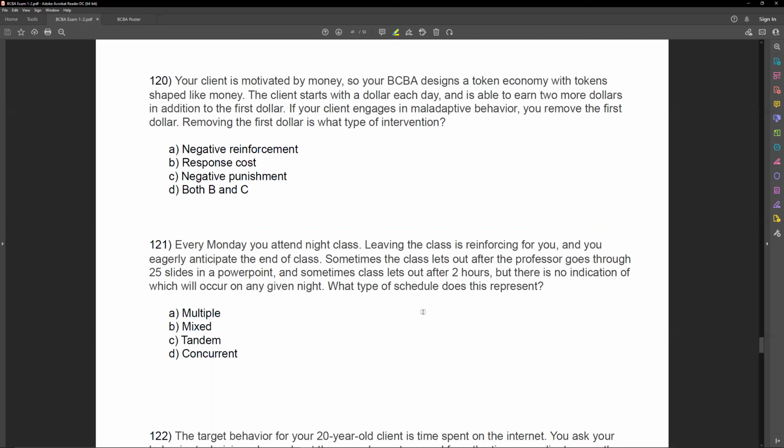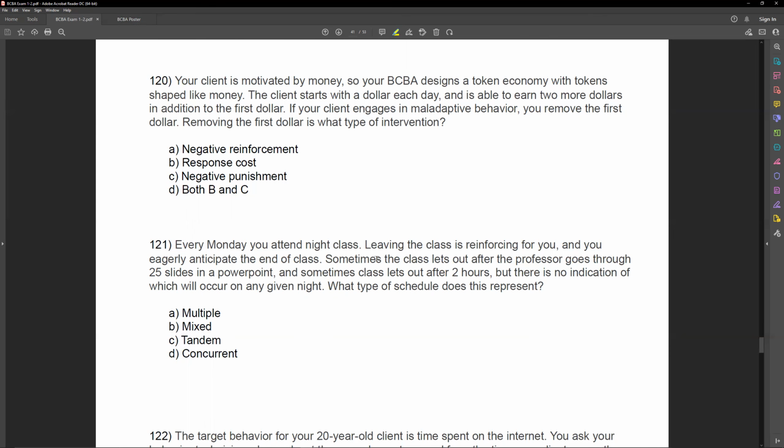All right, so we're looking at a compound reinforcement schedule question. Let's first identify what schedules we are working with. Compound schedules typically involve multiple types of basic reinforcement schedules. In this case, we have 25 slides in a PowerPoint, which would be an FR 25, or 2 hours, which would be an FI 2. So one of these schedules is going to provide you reinforcement. Neither can occur together, so it's only going to be one schedule at a time, and it appears randomly. They rotate randomly. Additionally, there's no SD.